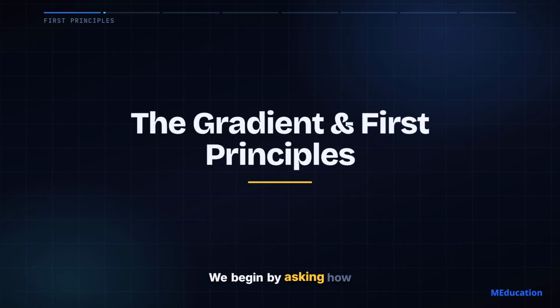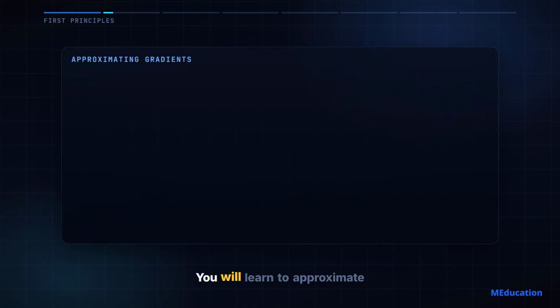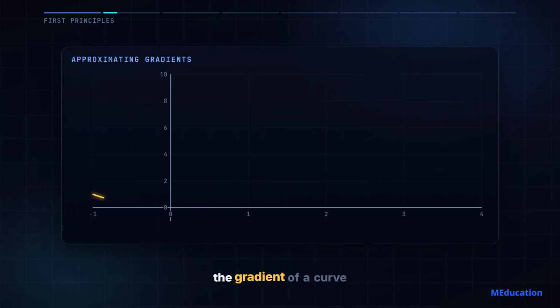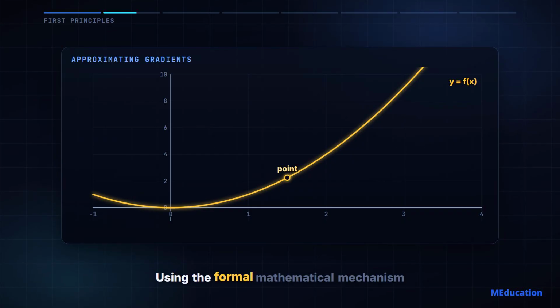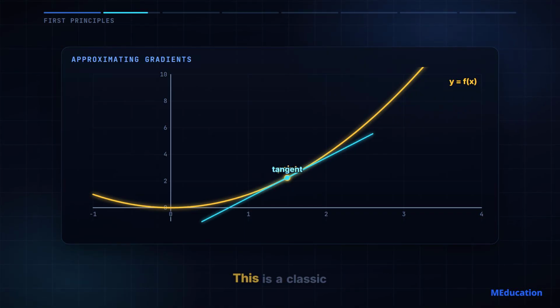We begin by asking how to measure steepness when it is constantly changing. You will learn to approximate the gradient of a curve by drawing a sequence of chords. As the points move closer and closer together, that chord eventually becomes a perfect tangent. Using the formal mathematical mechanism of limits, you will derive the exact gradient function from first principles. This is a classic, high-value show that question in Paper 1, testing your algebraic rigor.